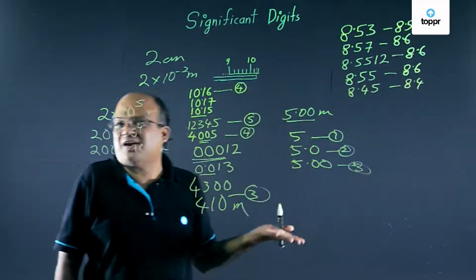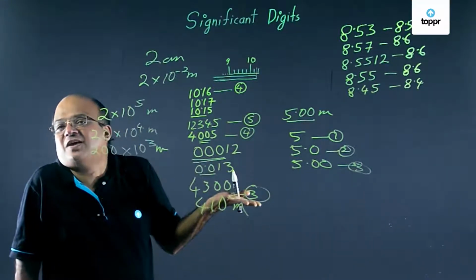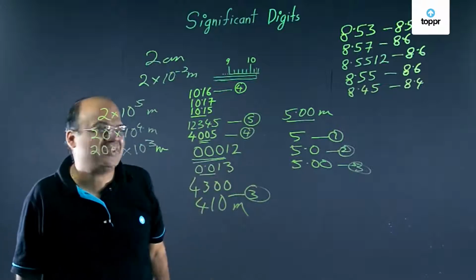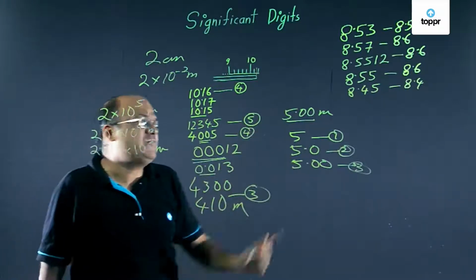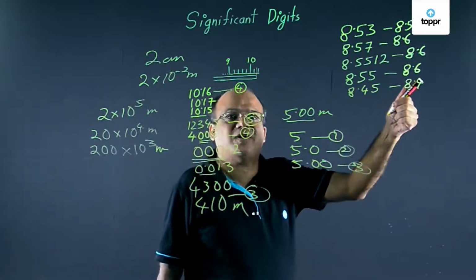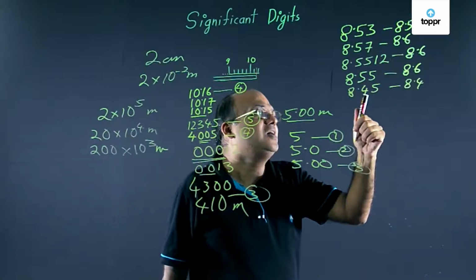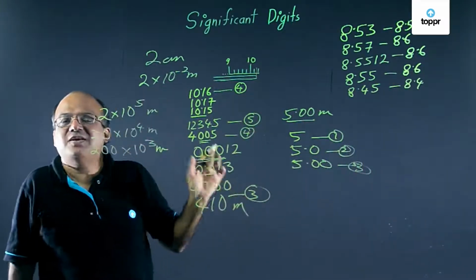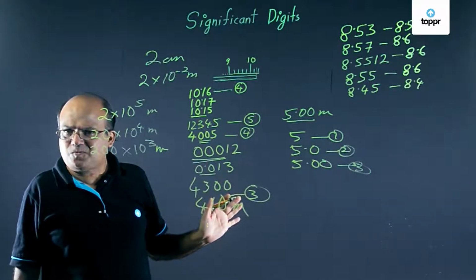You may think, why this kind of rule? People have made this kind of rule because we like even numbers more. Just like that. Okay. So this is the rule. If it is odd number, increase by 1. If it is even number, leave it unchanged. These are the rules of significant digits.